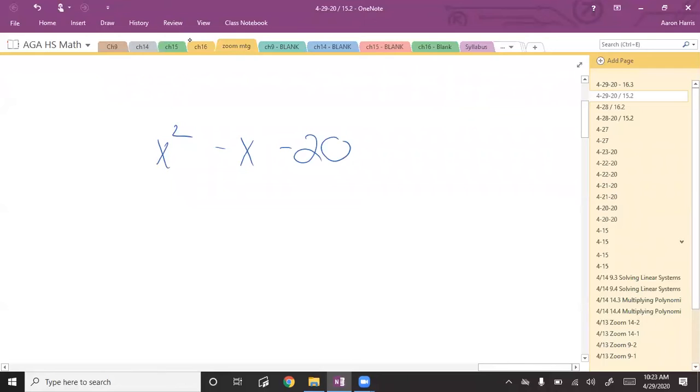The first thing we have to do is to make sure that we label A, B, and C. What is the number for A? 1. Awesome. B is equal to what? Not 1, but a -1. Yay. And C is equal to what? -20. That's a good job.